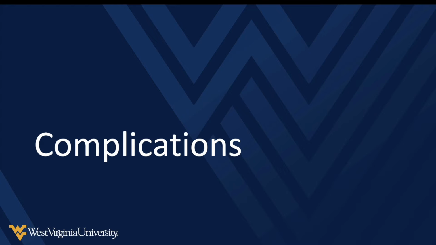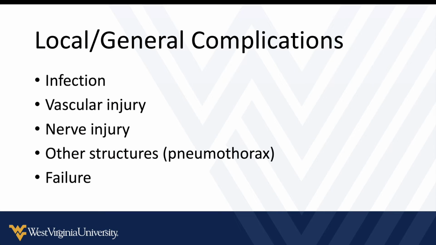Now, complications. We have to talk about a few of the things you have to think about, because even though we're using ultrasound to guide what we're doing, things can go wrong. We have to be aware of these and know how to deal with them if we identify them. The general ones that can happen with pretty much any nerve block, or any time you're invading the skin, are infection and vascular injury. If you're close to a nerve, nerve injury could be a potential complication. Depending on where you are, if you're doing something in the brachial plexus, a pneumothorax might be a consideration. And maybe it just fails. Maybe nothing drastic happens, but it doesn't work, and then you have to use other modalities to treat their pain or symptoms.